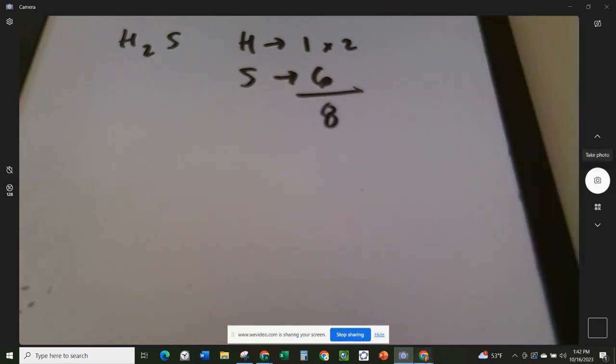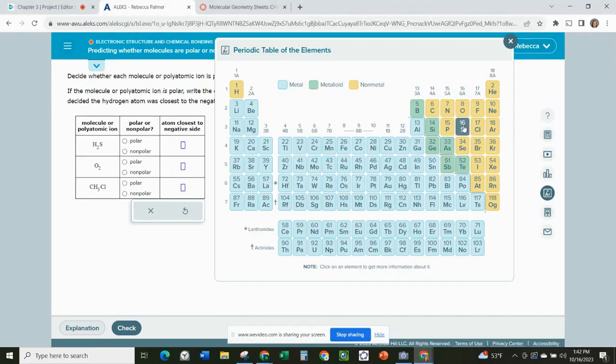Something that you can notice is if you're looking here, oxygen is right above sulfur. Oxygen also has 6 valence electrons. So the Lewis structure of H2S is going to look pretty much the same as H2O. So if you can start identifying these patterns, that can also help you on the test. If you put H2S as an example on your note card, it also will go for H2O or H2Se because they all have the same number of valence electrons.